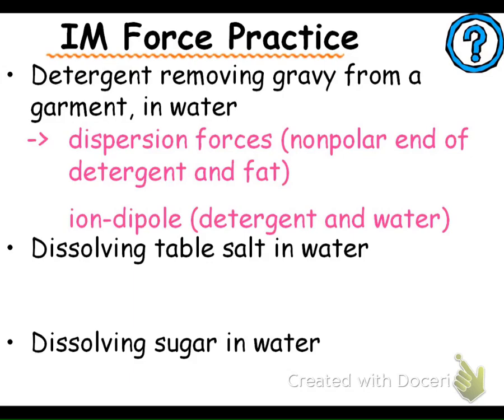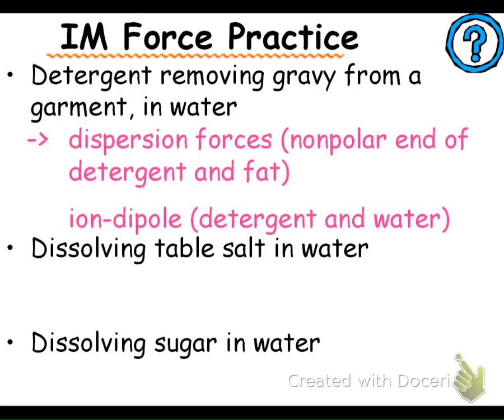The detergent's polar end would be ion-dipole, because it would be the detergent and water interacting. And most of the time the detergent is going to have an ion present in there to be considered that. So this one's kind of a far-fetched example, just trying to show you that more than one intermolecular force can be there.